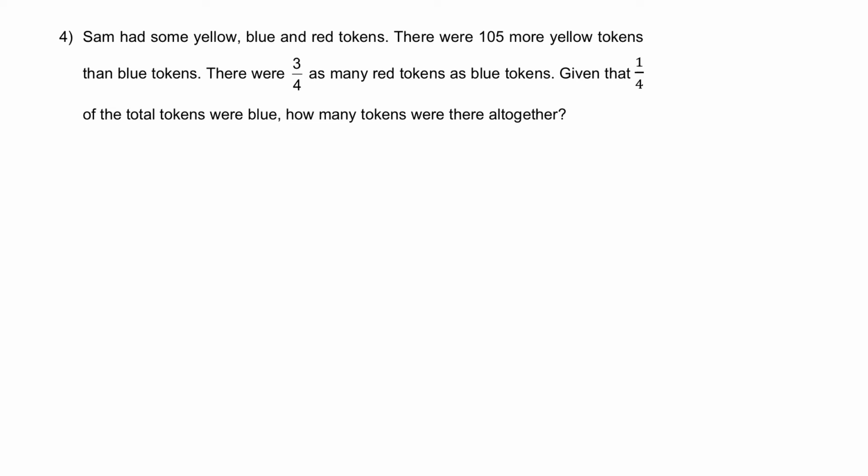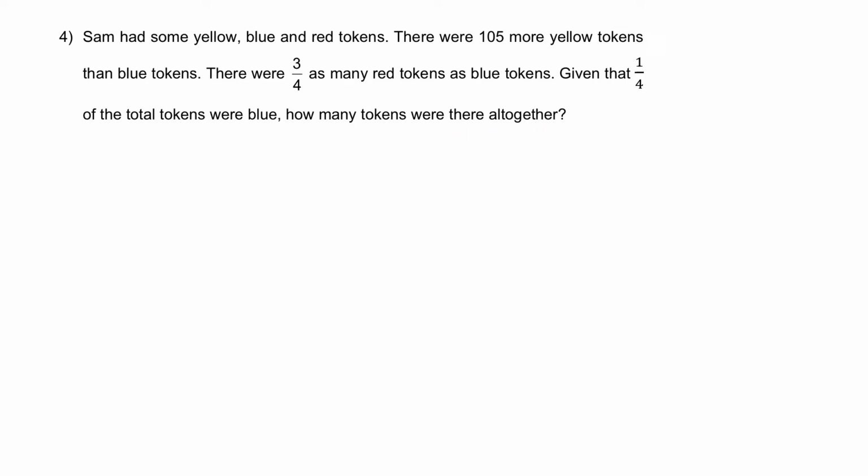Question 4. Sam had some yellow, blue, and red tokens. There were 105 more yellow tokens than blue tokens. There were 3/4 as many red tokens as blue tokens. Given that 1/4 of the total tokens were blue, how many tokens were there altogether?